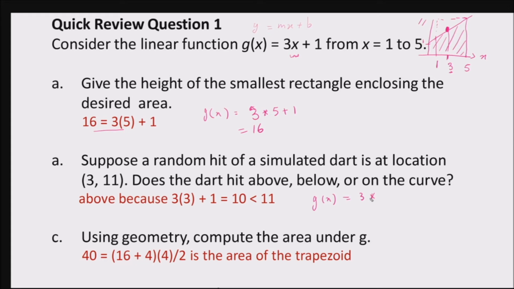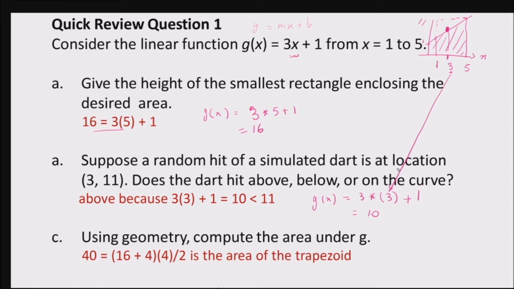Okay, and then for x I'm putting 3. This is this value right here, and then plus 1. So what I get is 10, right? And it says, okay, so the dart hits what? So the dart hits at 11.